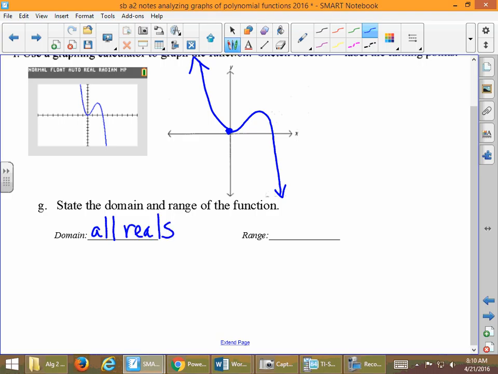All right. The range. Do we have a high point or a low point on the graph? And it has to be the highest point or the lowest point on the graph. And we don't, so what's the range? Still all real.